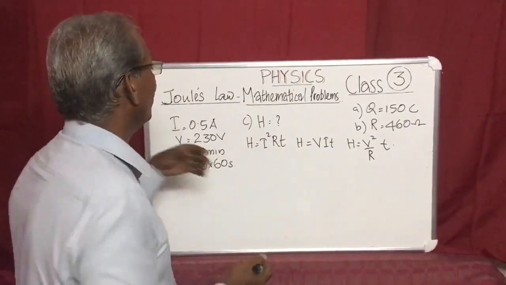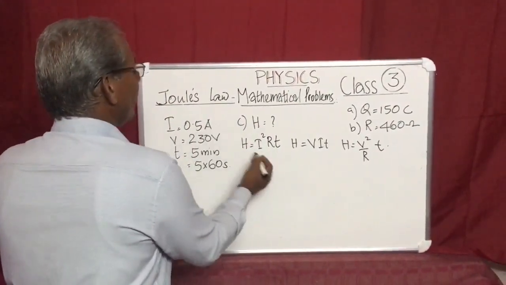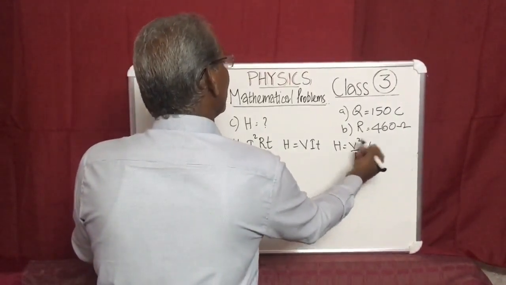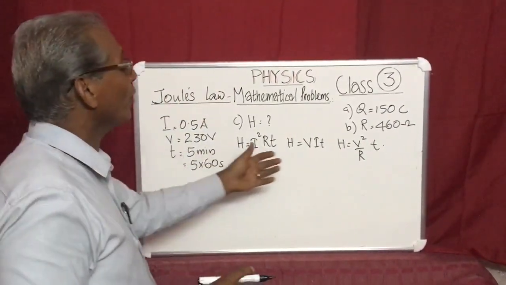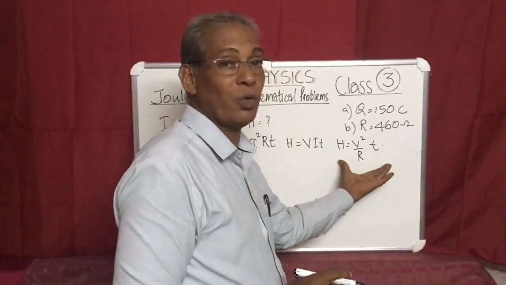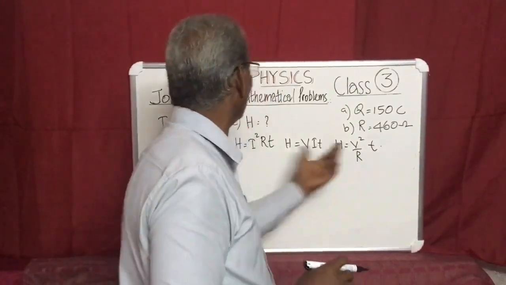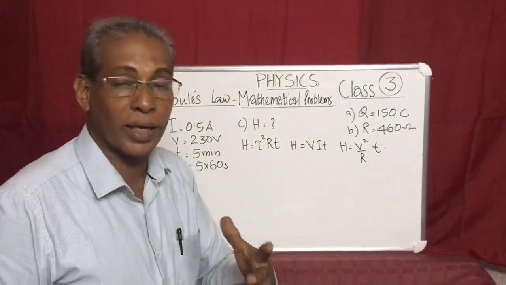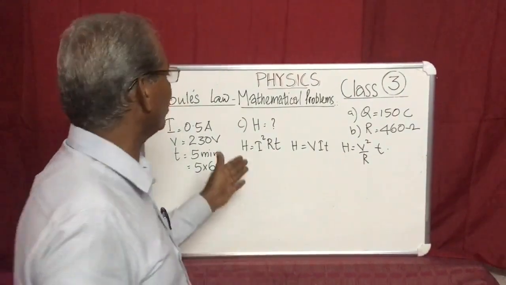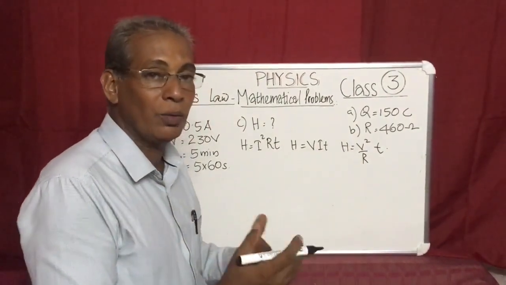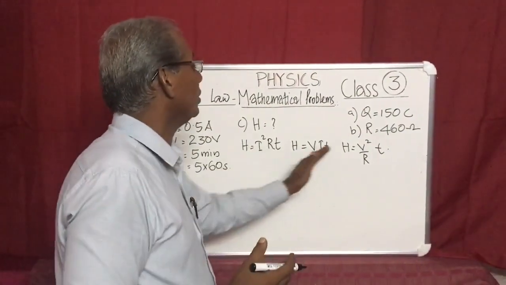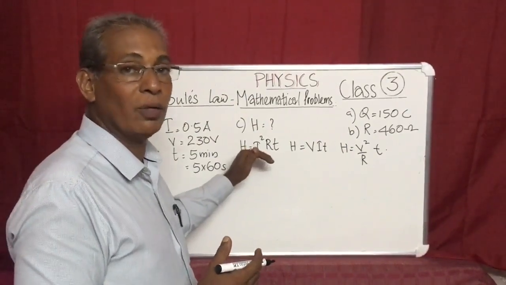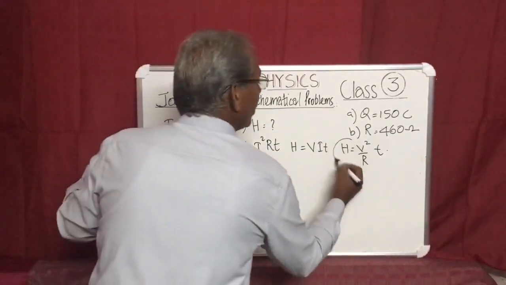This is your choice. Here I is 0.5 ampere, so I square you have to find out. Here V square by R has no decimal in it, so it is easy for you to calculate. In this particular case, H is equal to V square by R. We will do this one. The rest two, you take your own time and do, and see whether we are getting the correct answer or not. We will get the correct answer because these three are one and the same. We substituted some variables and got these three different equations for the same concept of heat, quantity of heat from Joule's law.